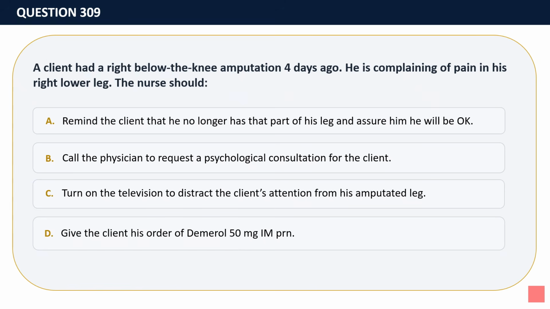Question 309. A client had a right below-the-knee amputation 4 days ago. He is complaining of pain in his right lower leg. The nurse should A. Remind the client that he no longer has that part of his leg and assure him he will be okay. B. Call the physician to request a psychological consultation for the client. C. Turn on the television to distract the client's attention from his amputated leg. D. Give the client his order of Demerol 50 mg IM PRN.